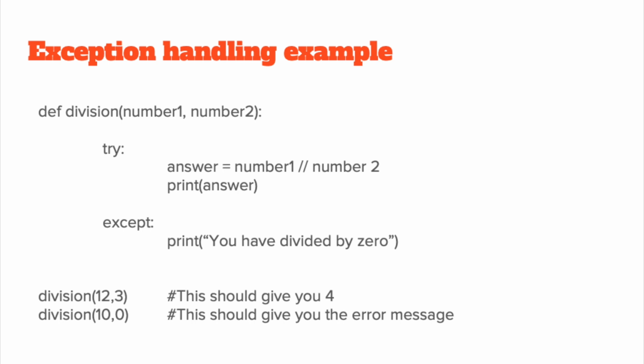Here we've got a division function which takes in 2 numbers. We're going to try this code which says answer is equal to number 1 div number 2, and we're going to print the answer out, except if they put number 2 as 0, we're going to output the statement print you have divided by 0. So this will write this message on screen rather than a crash. So when we do division 12,3, this should give us 4. When we do division 10,0, this should give you the error message. That's how exception handling works. Try this code and see it in action.